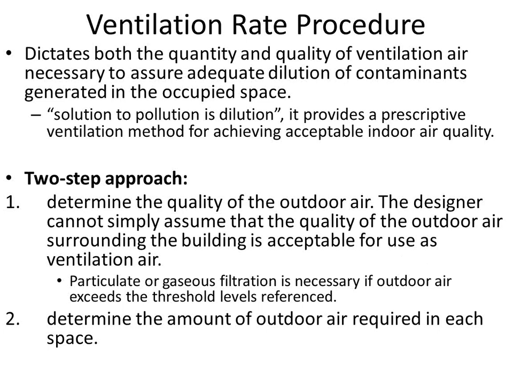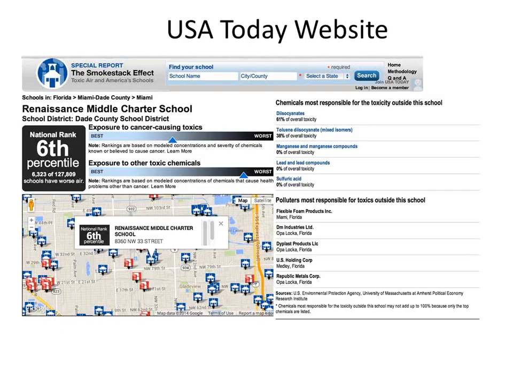But you have to be careful. Even with that ventilation rate procedure, as you saw up there, ASHRAE says you can't just go out and use outside air. You have to take a sample of what the outside air is, because many times the outside air is worse. This is a USA Today website that your TEC rep can get you the link to. You type in your school name or your city and county or select a state, and it'll tell you the exposure to cancer-causing toxins and the exposure to other toxic chemicals. This one happened to be in Miami-Dade County, and you can see it was about medium exposure to cancer-causing chemicals, but for other toxins, it was pretty much the worst.